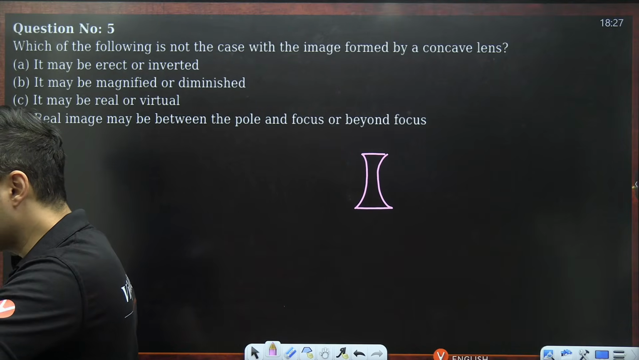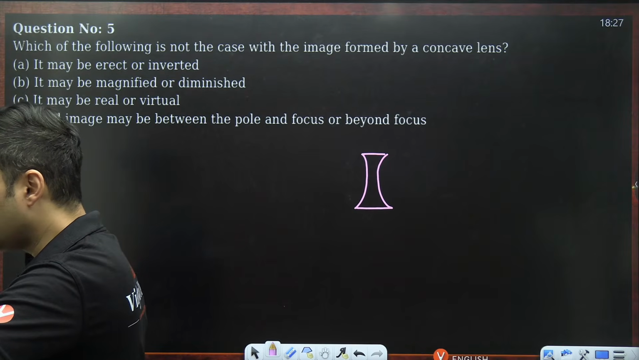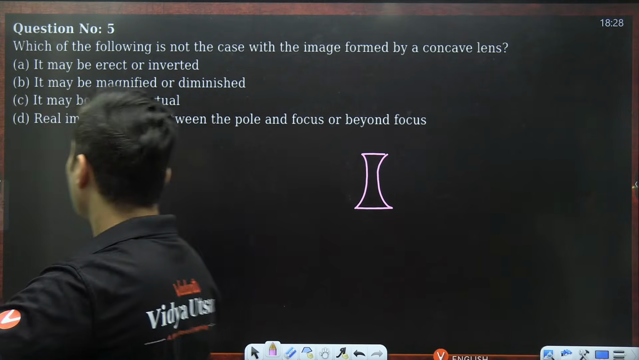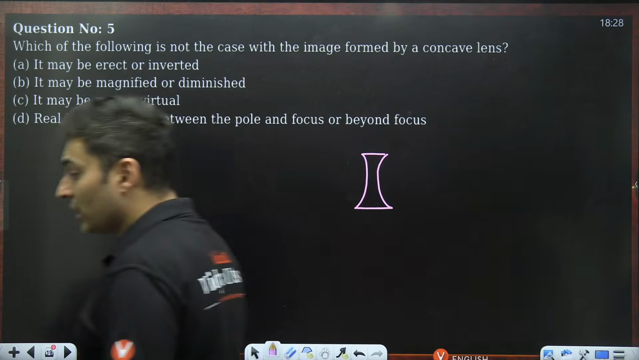Okay. B, C, D. People are confused. Come on, my dear warriors. Think carefully and answer this particular question. Which of the following is not the case?